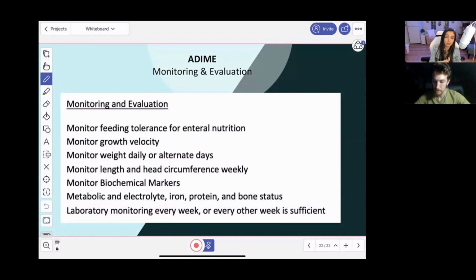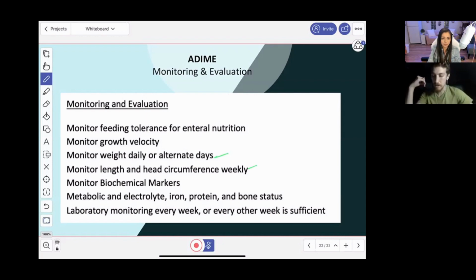So we're going to make sure that we are staying on top of the rate of weight gain that's normally done weekly, and then monitor the weight daily or every other day. And then we're going to monitor the length and head circumference weekly as well. Like we have mentioned time and time again, we definitely want to reference the labs.